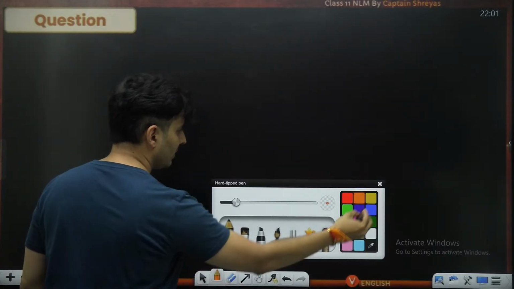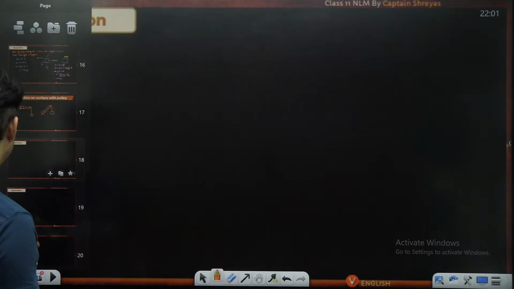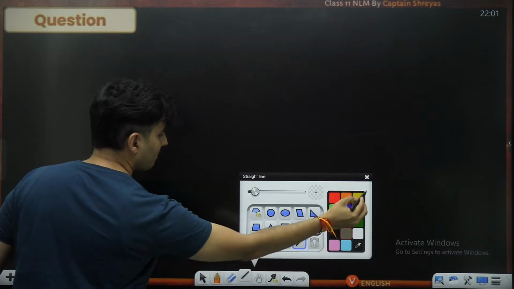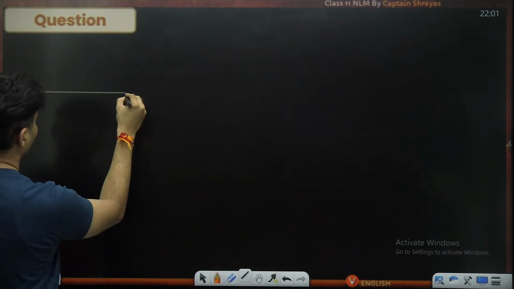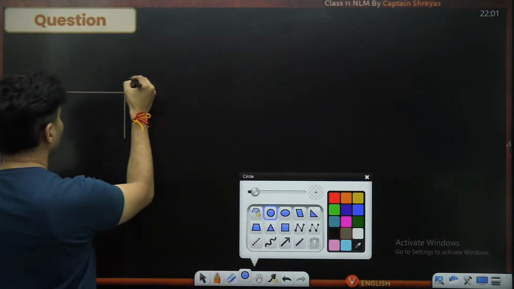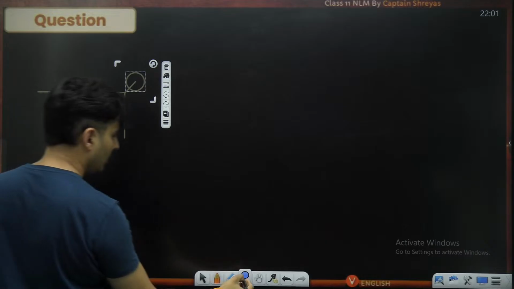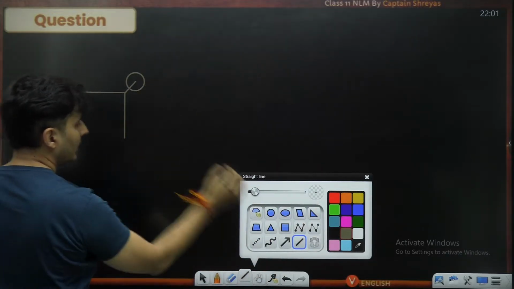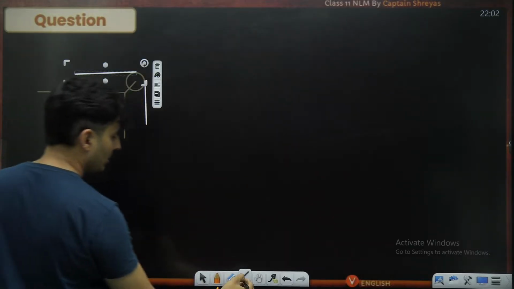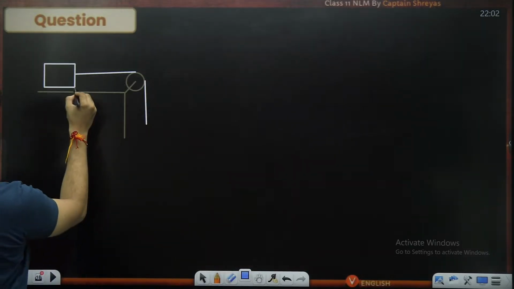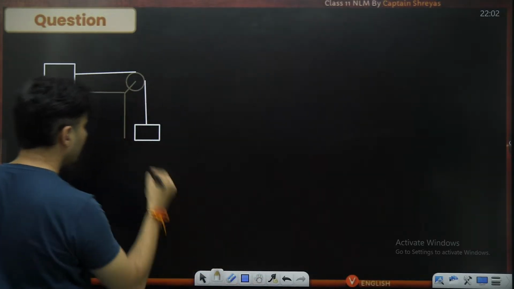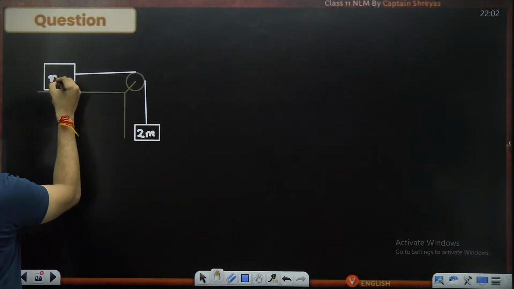Starting off with one of the questions like this. Imagine we take up a surface here, like this, and this is our pulley, and that thread is wrapped on it like this, and there are two blocks. One block is here, another block is here. This particular block is of mass 2m. This is m.